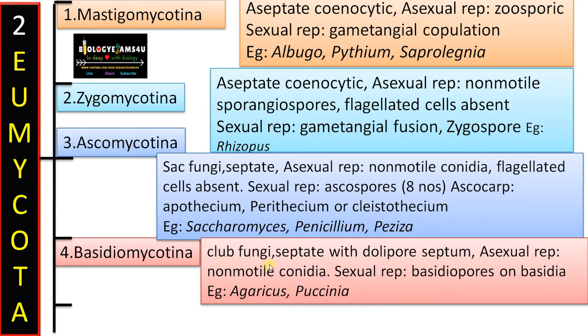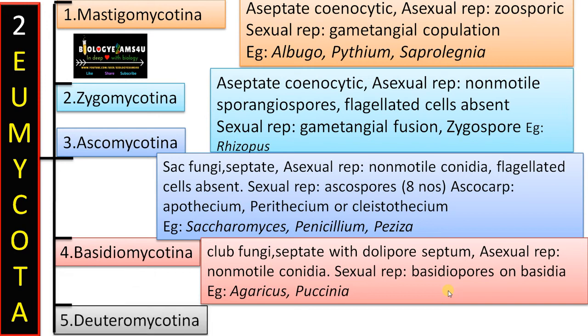Now let us summarize the characteristics. They are called club fungi because the basidium is club shaped, which forms the basidiospores. Then it is septate, with well developed hyphae with dolipore septum, a special type of septum. Asexual reproduction by non-motile conidia, whereas sexual reproduction by basidiospores formed on basidia. Examples include Agaricus and Puccinia, which is a parasite that causes wheat rust. So we have given the life cycle of Puccinia, a very beautiful complex life cycle, you can refer to that also.